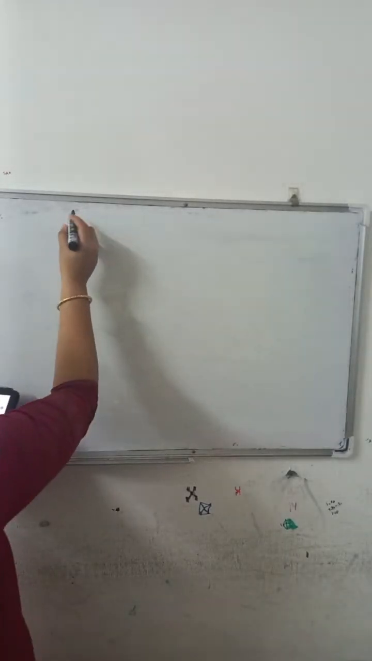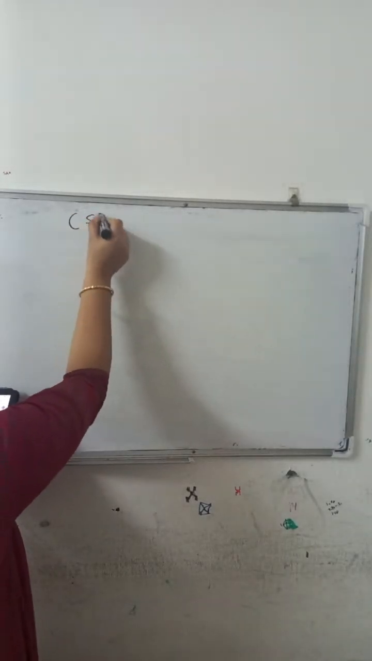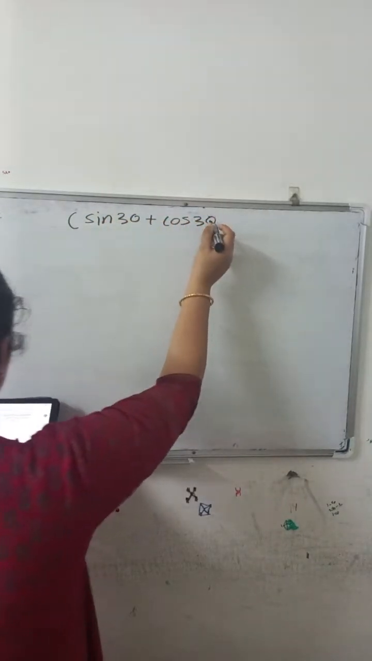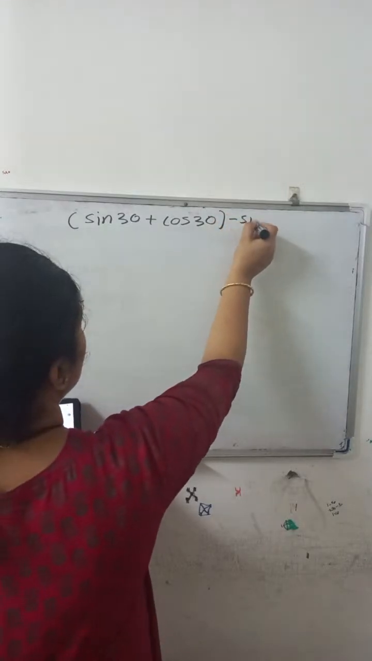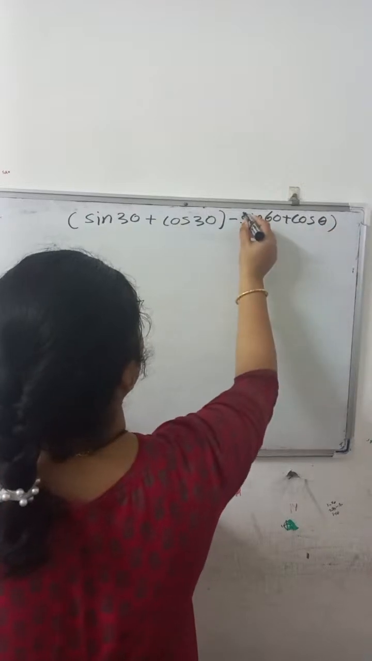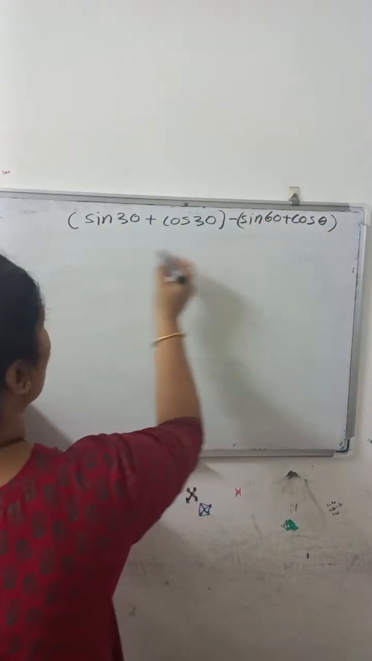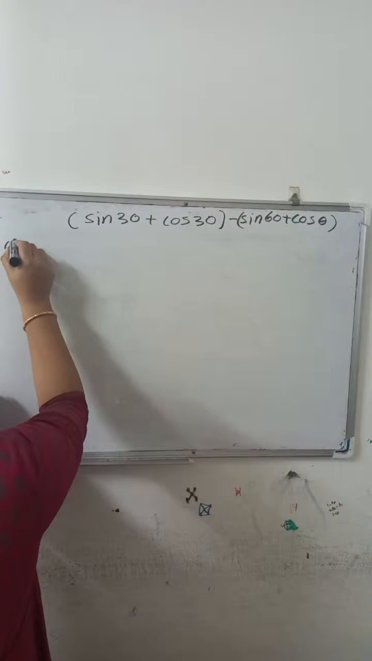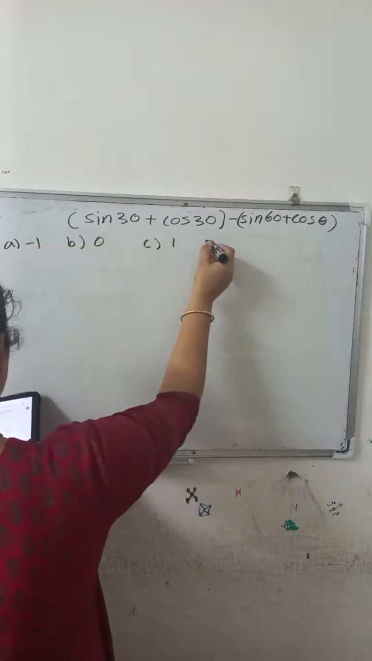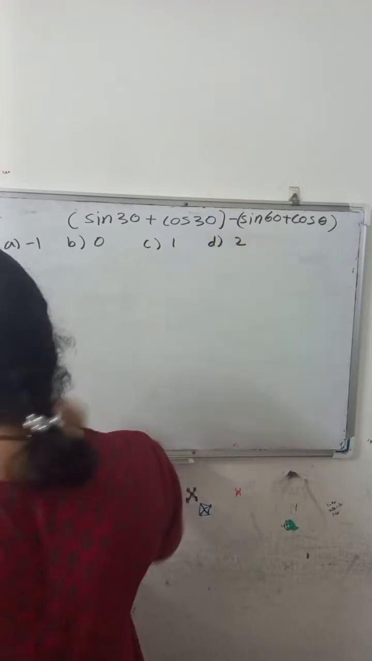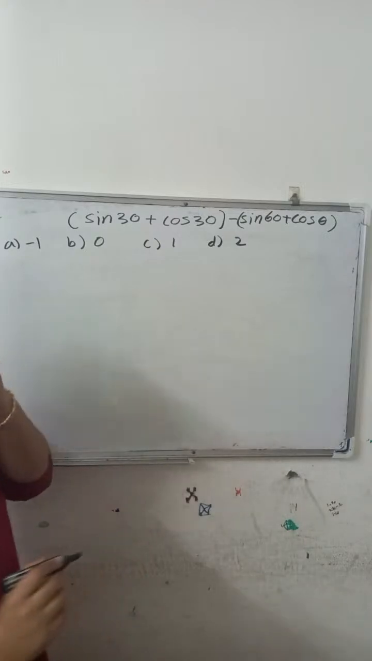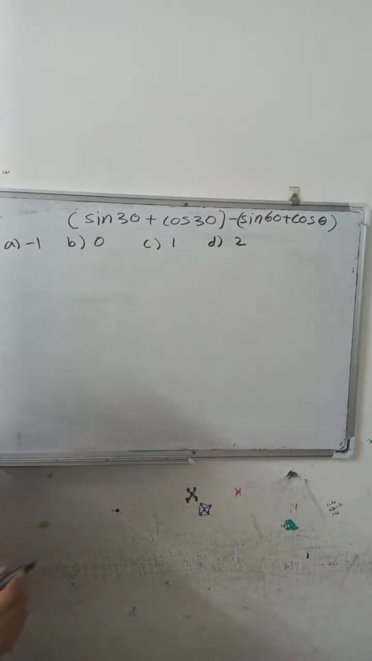Okay, so the question is given: sin 30 plus cos 30 minus (sin 60 plus cos 60), the second part in brackets. The options given are A is -1, B is 0, C is 1 and D is 2. These are the options, and we have to find out the value.